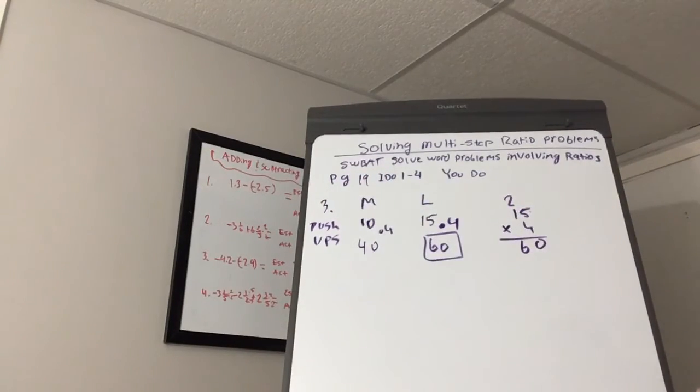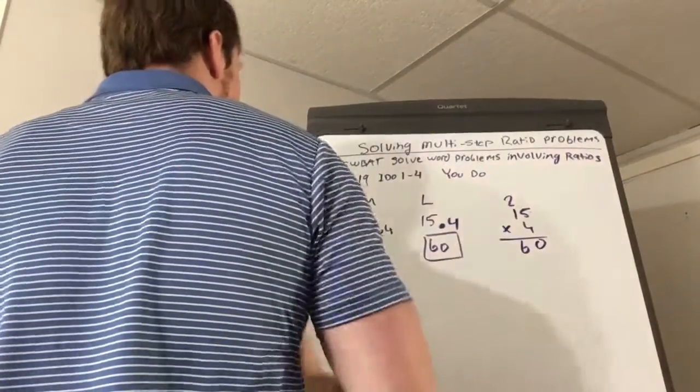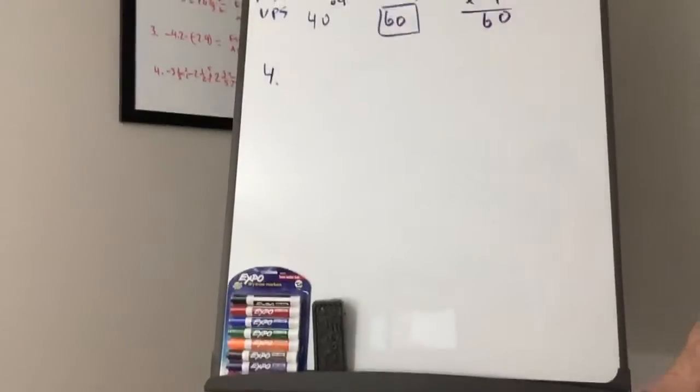Now the last one we're going to do is number 4. And then I'll let you do 5 through 8 on your own. So now let's read number 4. Number 4 says, a shark swims at a speed of 25 miles per hour.